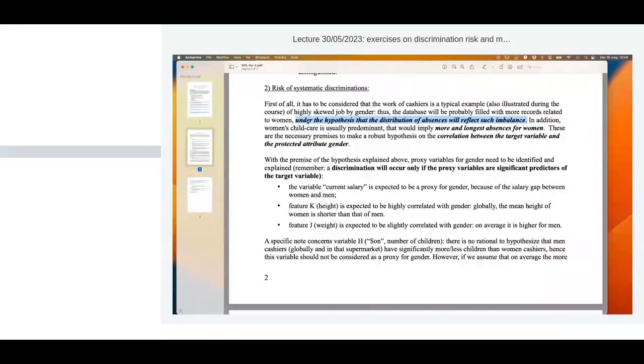Because if you have a data set where only men make absences, then of course any algorithm will learn that only men make absences. Only aspects related to men are important. So it's always important to underline the hypothesis. This is clear?